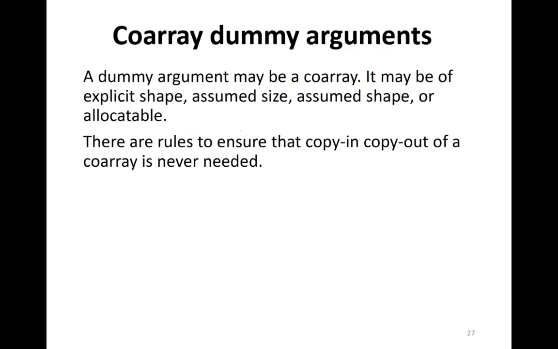Dummy arrays can be coarrays. They can be of explicit shape, assumed size, assumed shape, or allocatable. But there are rules to ensure that you never get a copy in, copy out. This is something that scalar, non-coarray Fortran sometimes has. Sometimes if there's an incompatibility, there may be a copying going on. But that's not going to work for coarrays, because you'd need to copy on all the images. That's not really going to work.